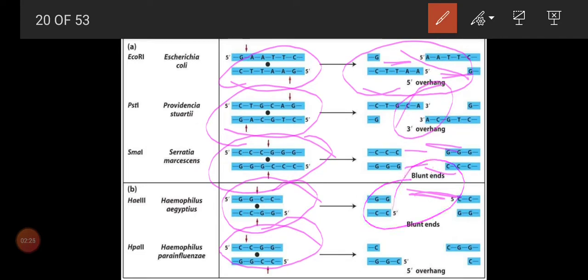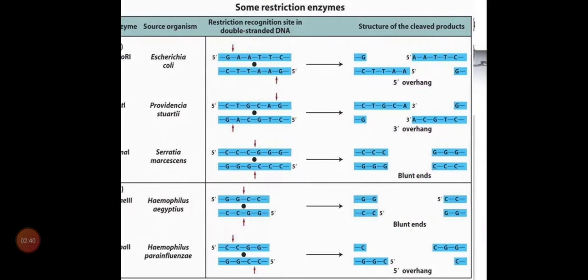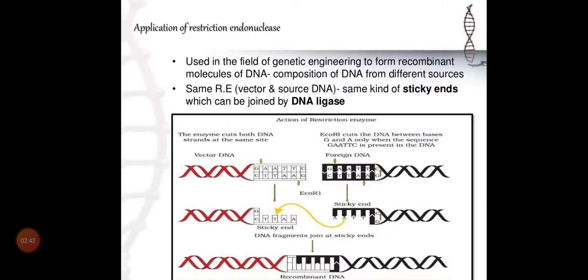This we can use for another technique. Overhang means we can stick, we can paste, we will get a recombinant. This blunt end we won't get. We can't use it for recombinant DNA. We can use it for other technology. Is it clear, children?